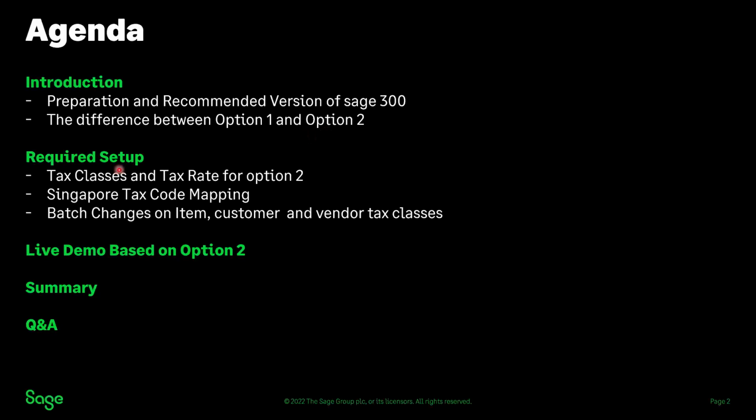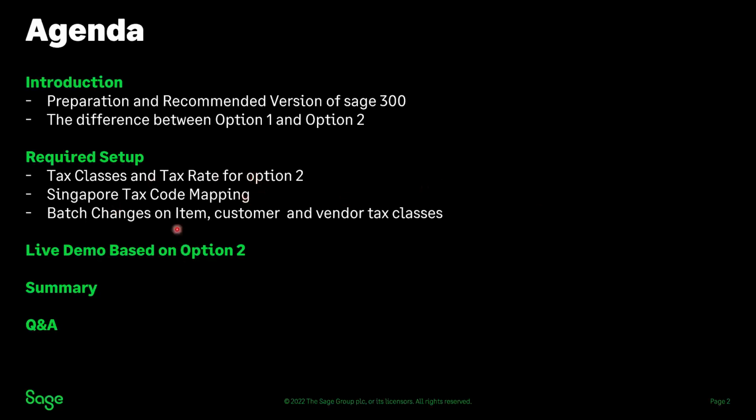Then in the next slide, we will take a look at the setup required at your side before you can start charging 8% GST. For example, your existing tax classes and your existing tax rates need to be changed to comply with option number 2. And for those who have the Singapore tax report module, you will also need to modify your Singapore tax code mapping to comply with option number 2.